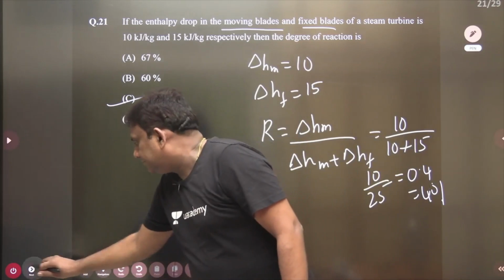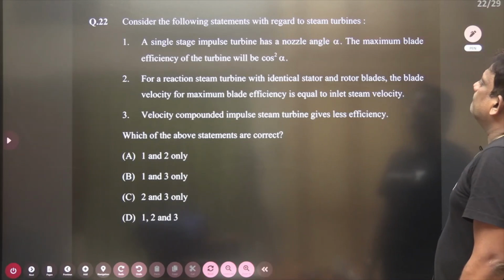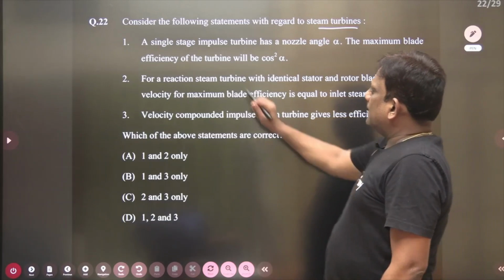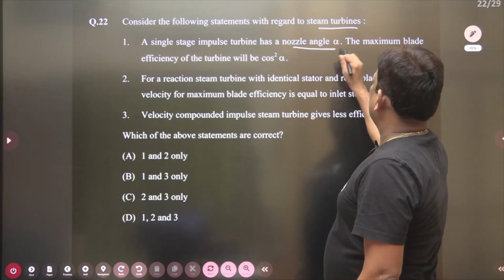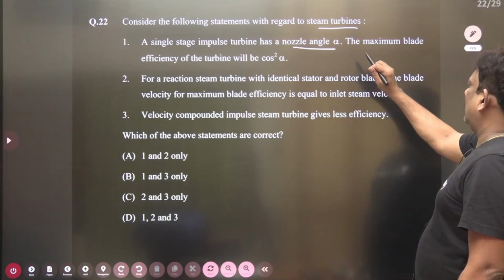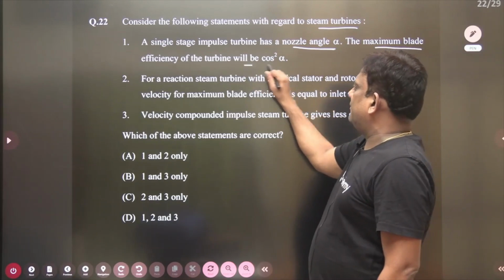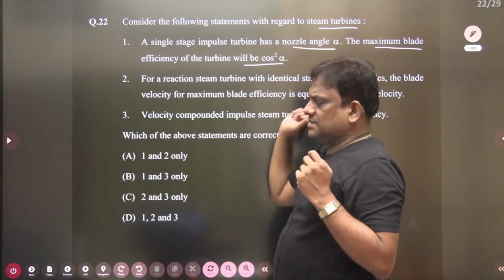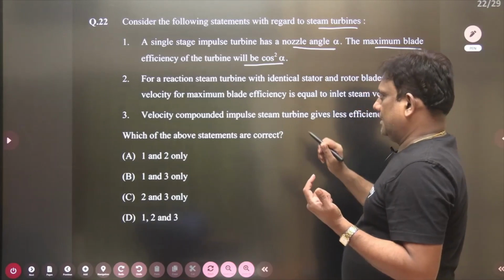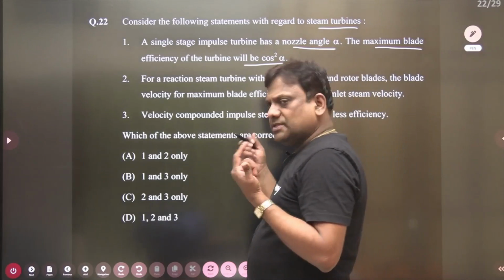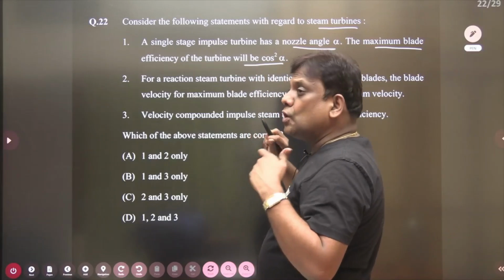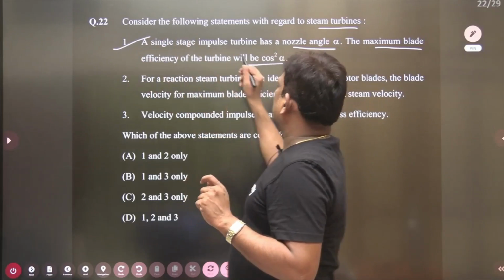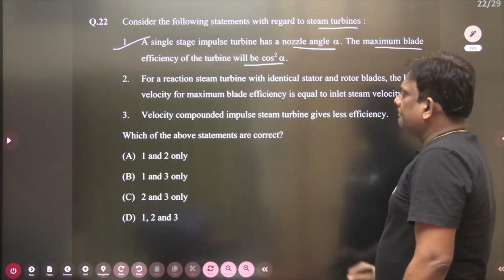Okay, next. Now consider the following statements with respect to steam turbines. A single stage impulse turbine has the nozzle angle alpha. The maximum blade efficiency will be cos square alpha. Actually he should have used the word ideal impulse turbine, but it is cos square alpha, so no problem. If it is not ideal, it will be (1 plus k) cos square alpha by 2. So the first statement is correct: the maximum impulse turbine efficiency is cos square alpha.